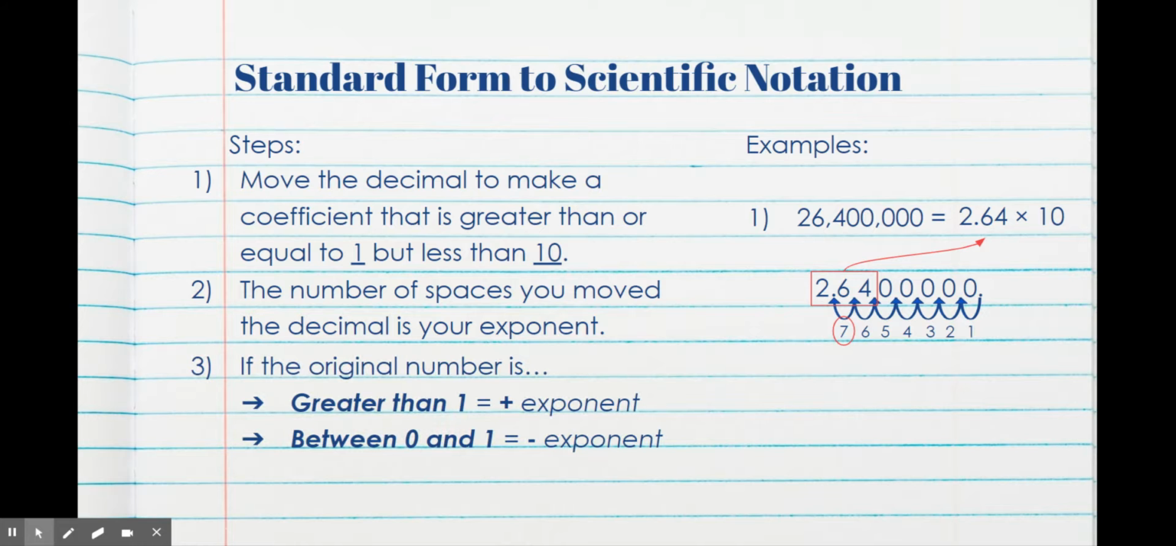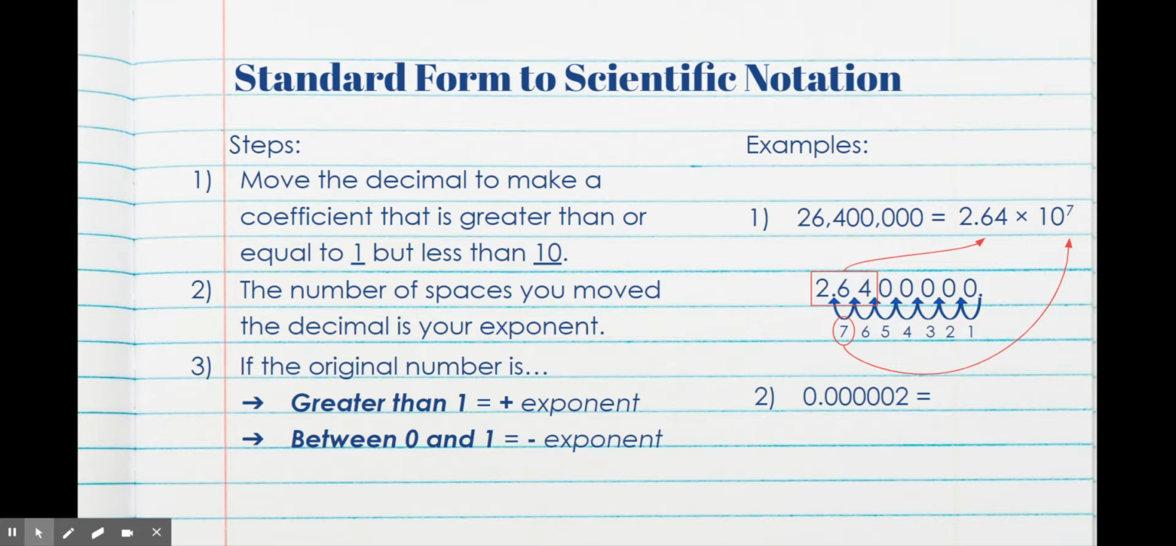Now, if the original number was greater than 1, then that exponent is going to be a positive number. But if it was between 0 and 1, then the exponent will be negative. So if we look at our original number, it was 26,400,000. That number is definitely greater than 1, so our exponent is going to be positive 7. So put your positive 7 right beside the 10. Remember, your exponent is smaller than the base, so it should be a small 7 by the 10.